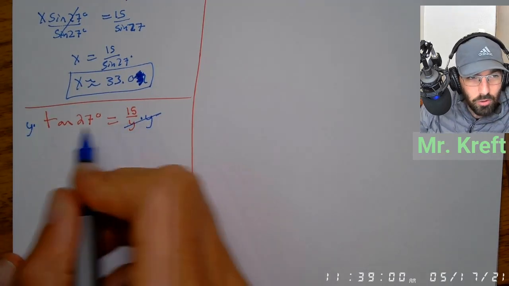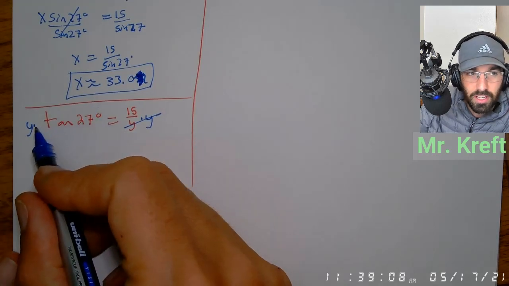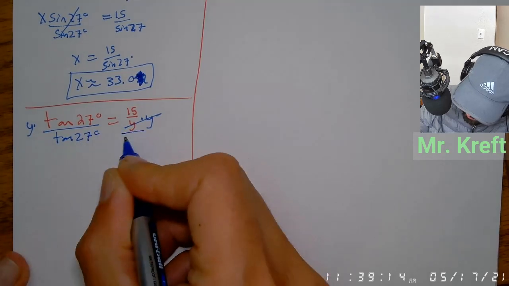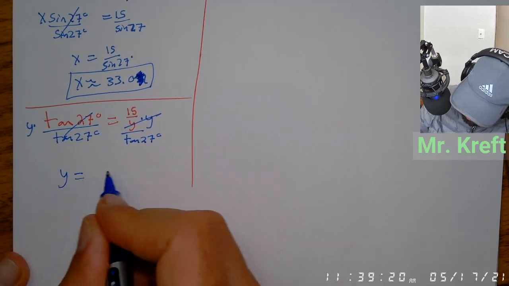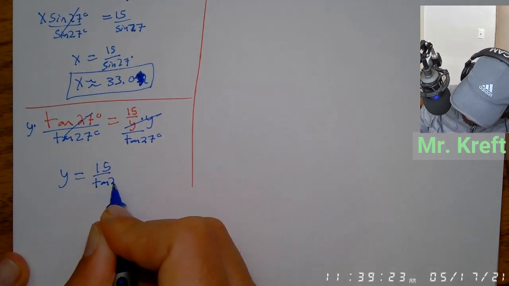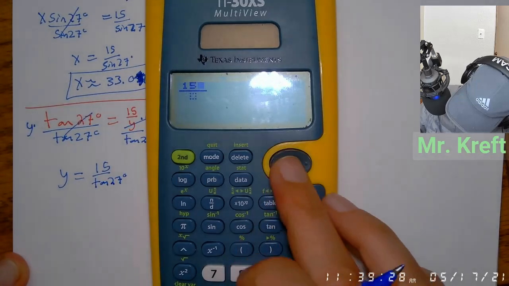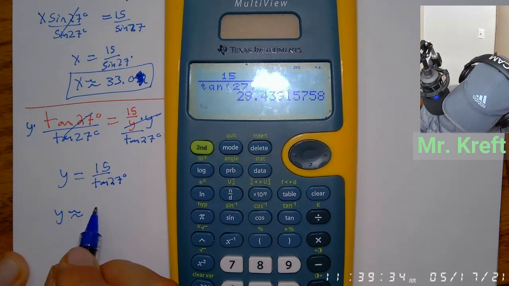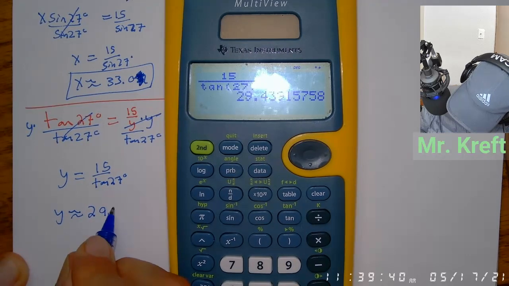Sorry about that. So I am going to multiply both sides by y. But you can also have some foresight and say, hey, I'm going to have y times this, so I'm going to divide by tangent of 27 at the same time. So I'm going to get y equals 15 over tangent of 27 degrees. I'm going to type this into my calculator. So 15 over tangent of 27 degrees, and I get y is approximately, going to the tenths this time, that's not 5 or higher, so I'm going to get 29.4.